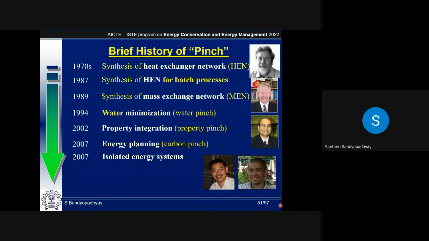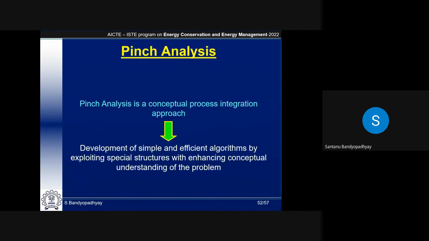In 2007 also, one extension came from IIT Bombay, which talks about how you use this principle to design and optimize isolated energy systems, especially important for renewable energy systems. In 2017, with Raymond and Dominic, we came up with how to apply this pinch analysis for financial systems. So you can see that even in 2017, just before the lockdown, we came up with it, and still it is going on. Extensions are happening on different applications every now and then.